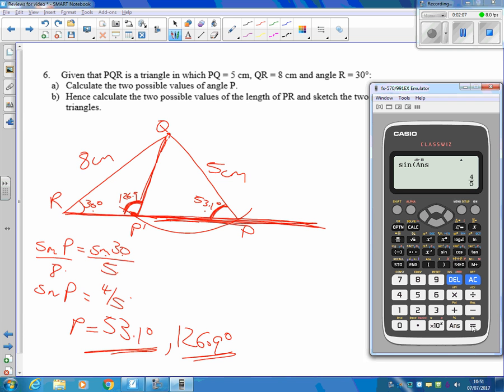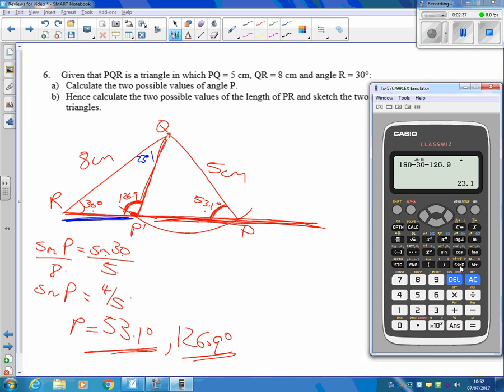And what are we asked to do now? We're now being asked to find out what that distance there is. I think probably the easiest way of doing that is another sine rule, isn't it? If we find out what that angle there is, so 180, take away the 30, take away the 126.9, that's telling me that that is 23.1 there.